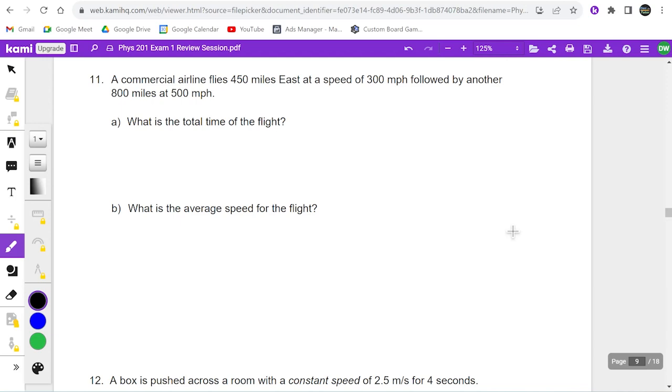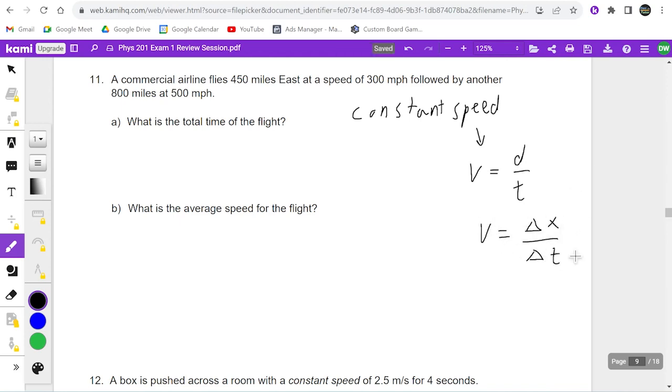Okay. So the secret for this one is this is a constant speed. It's a constant speed kind of problem. I mean, obviously it's not constant per se because it's two different speeds. I get that. But it's still constant speed for 450 miles, then constant speed for the next 800 miles. So in other words, whenever you notice it's constant speed, I want you to use this equation. Velocity equals distance over time. If you want, you can call it velocity equals delta x over delta t. It's the same thing. I don't care. But we're using this equation.